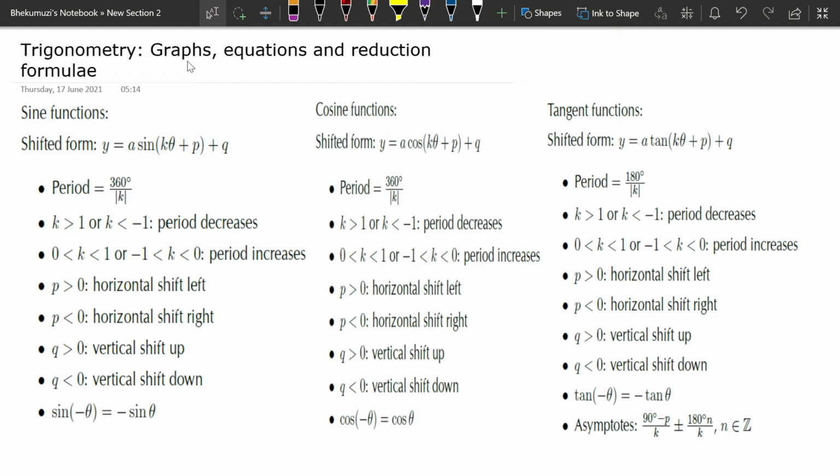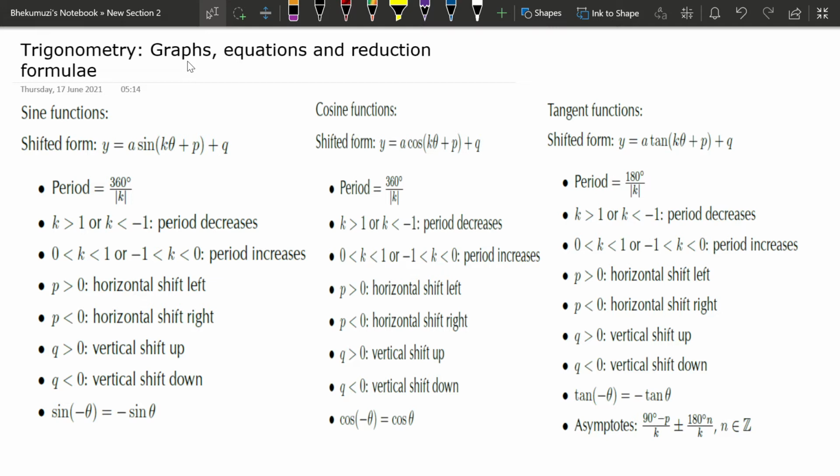Okay, so we're starting off by just looking at the different types of functions that we find in trigonometry. And the first one is the sine function on the far left, the middle one is the cosine function, and the tangent function. As you can see, these bullet points summarize the basic points about these functions and the formula itself. With sine, you have y equals a sine (k theta plus p) plus q, right?